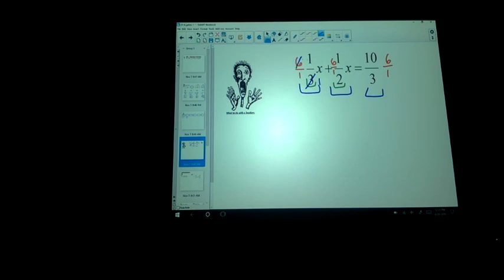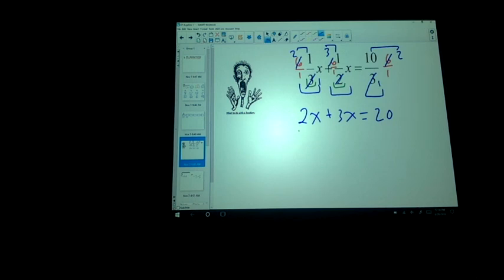3 goes into 6 twice. 2 times 1, that gives me 2x. 2 goes into 6 3 times. 3 times 1 is 3x. And then 3 goes into 6 twice. That's going to give me 20. I don't have a fraction to deal with anymore. Does that seem okay? Clearing the denominator is a huge skill that will make these problems a lot more friendly.